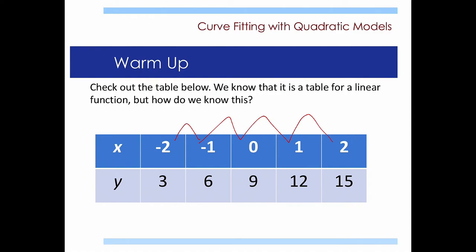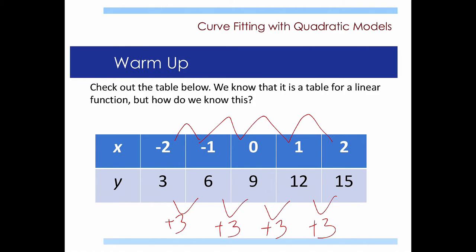Now, to see if it's linear, we have to look at the y values. Going from 3 to 6, we're adding 3. From 6 to 9, we're adding 3. From 9 to 12, we're adding 3. From 12 to 15, we're adding 3. These are the first differences that we talked about a while ago. If the first differences are constant, then it's linear.